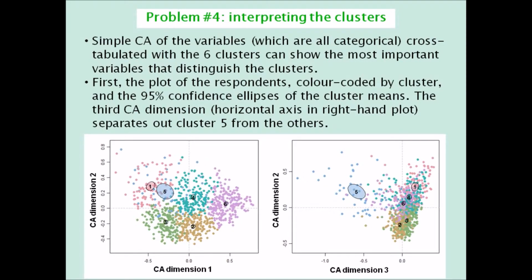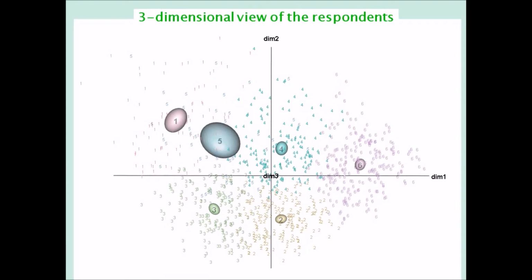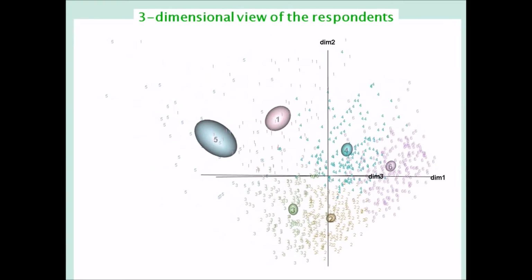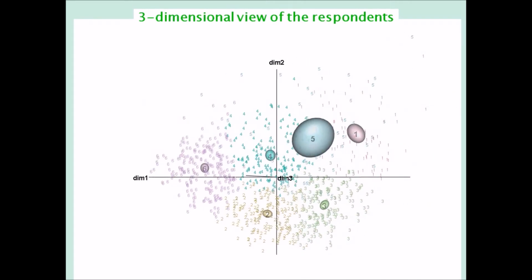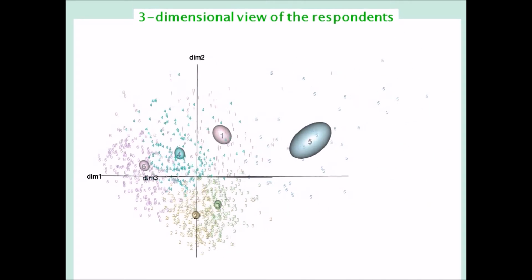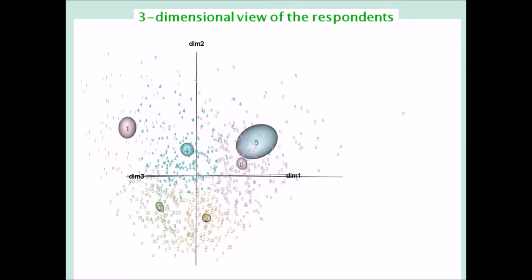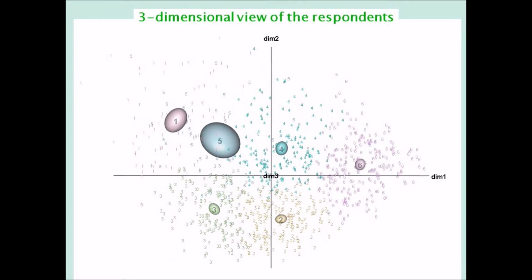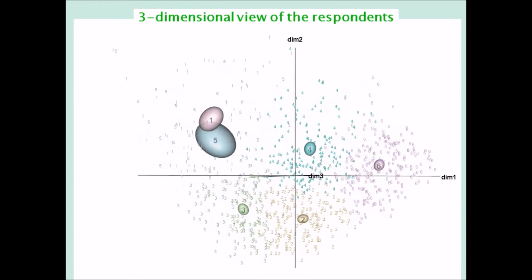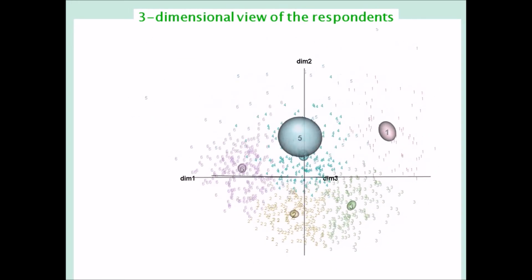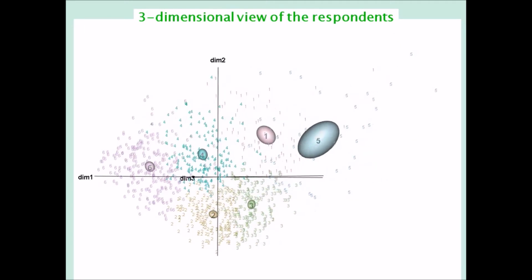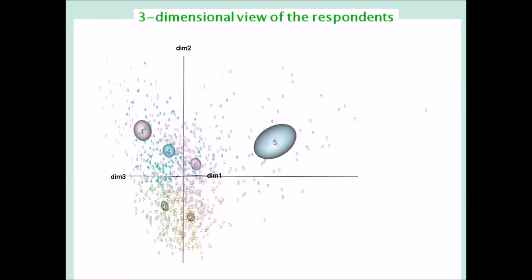The third dimension, shown as the horizontal axis in the right-hand plot, separates cluster 5 from the others. This is better appreciated by seeing a 3-dimensional view of the points and their 95% confidence ellipsoids around the cluster means. Cluster 5 can be seen separating from the others on the third dimension and has the largest confidence ellipsoid around its mean because it has the smallest sample size.